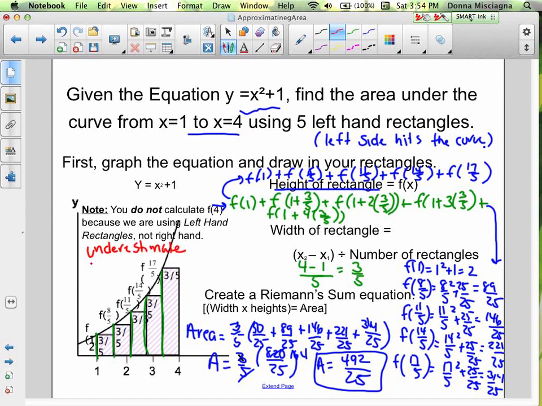Also, a little note there. You do not calculate f of 4 for left-hand rectangles. So it's always the left-hand side, so you never get to the last value. If it was a right-hand rectangle, you wouldn't use the first value, but you would use the last value.